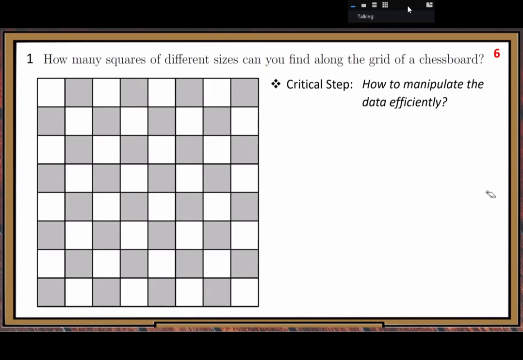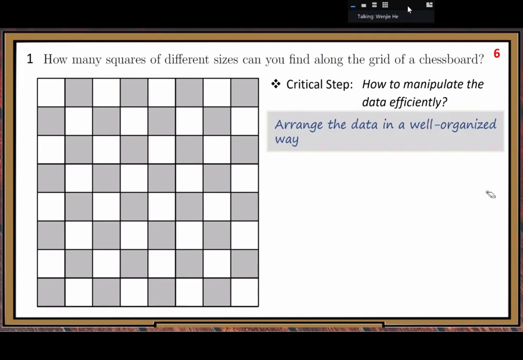Now, the critical step: how to manipulate the data efficiently. We need to do some operations on our data. Manipulate the data efficiently. What do I mean? If we do not have a lot of experience, we have no idea how to manipulate efficiently. So now we need to build up our experience. All right, so arrange data in a well-organized way.